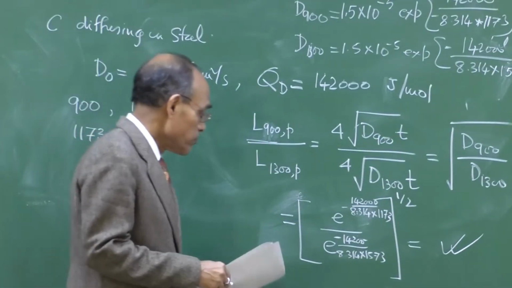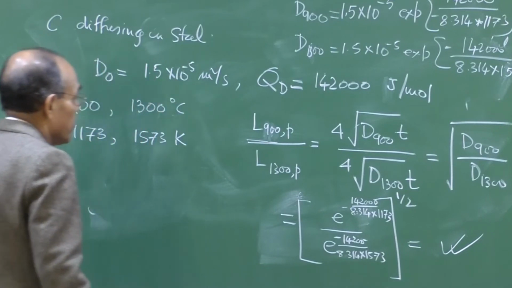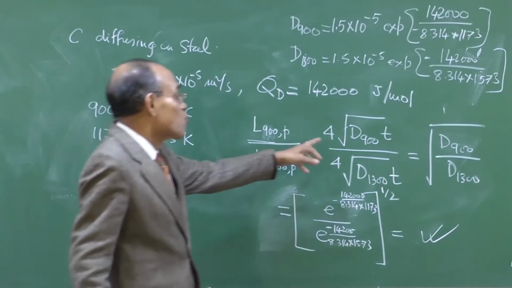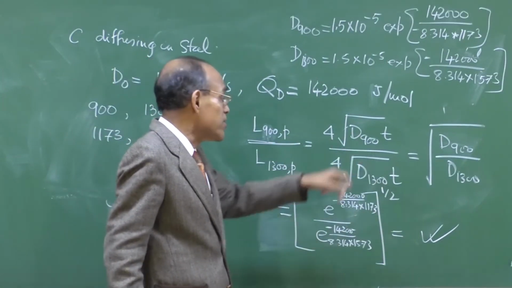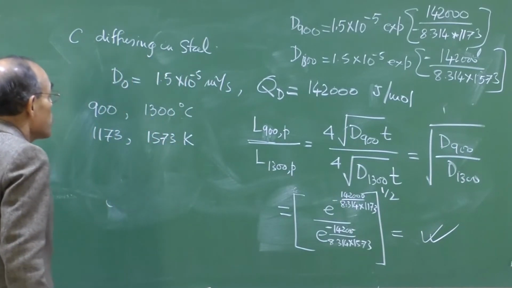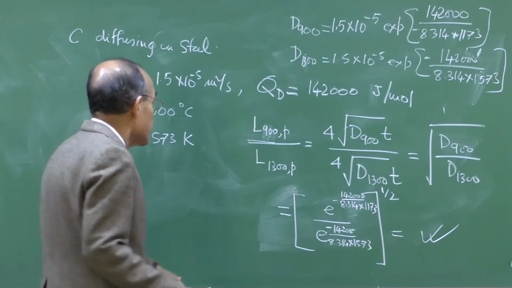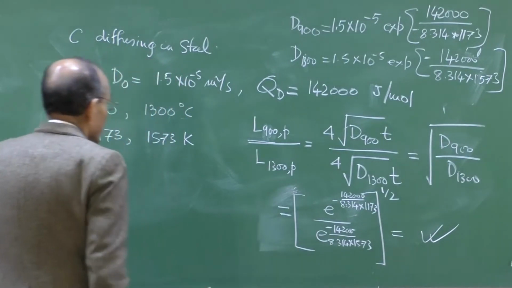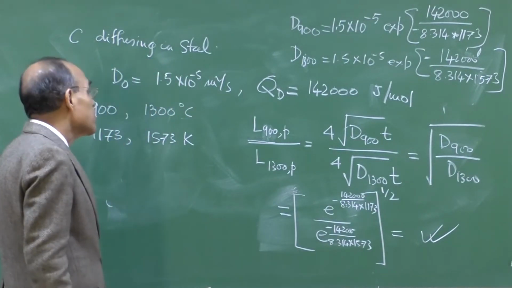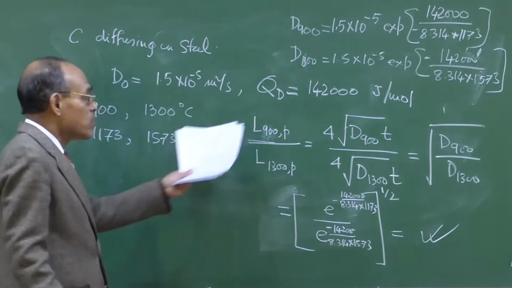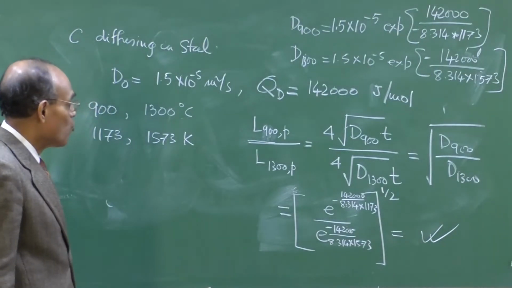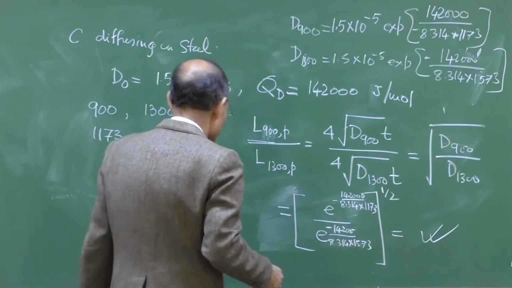And you can see that because it is related to the square root of D, and the diffusion coefficient increases with temperature, we would expect the penetration distance also to increase with temperature, but not as strongly because it is the square root of the diffusion coefficient. So, you can find out this value very easily.